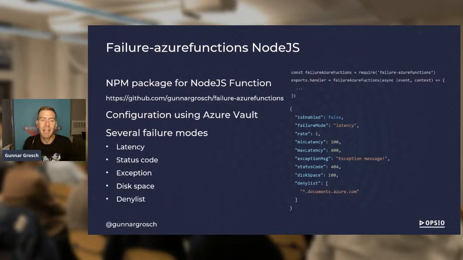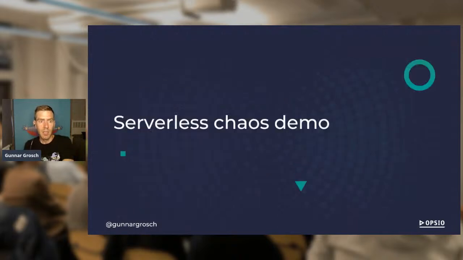And we can fill up disk space, as I mentioned before. And we have a deny list, so we're able to block requests to other services, be it other Azure services in this case, or third-party requests as well. So this is perhaps an easy way of getting started doing chaos engineering for Azure functions.